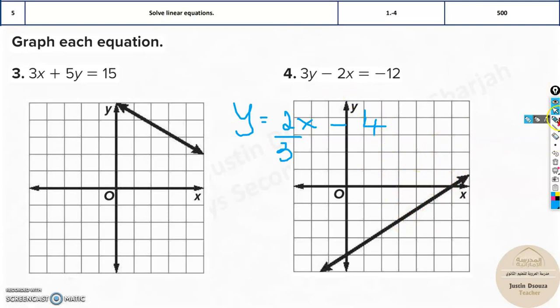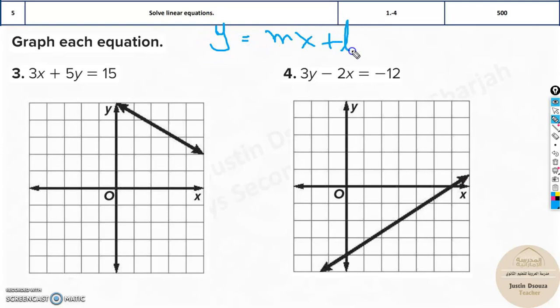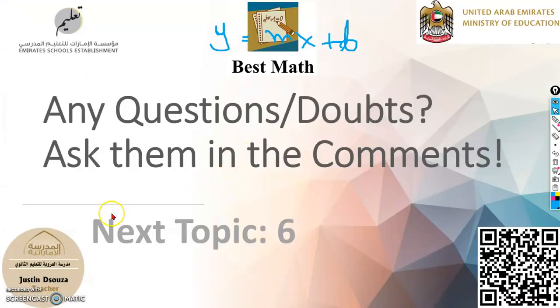Just make sure you remember the slope-intercept form. I'll write over here: y equals mx plus b. Try solving more problems. Please do solve extra problems by yourself and be thorough with it. That's it for the topic number 5. In the next video, next section, we'll move to topic number 6.